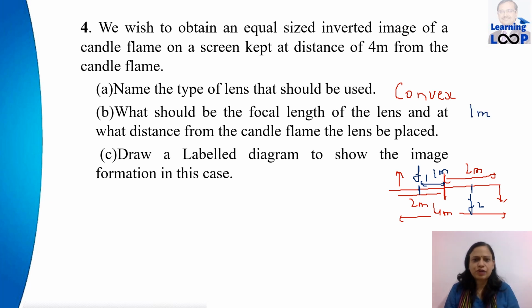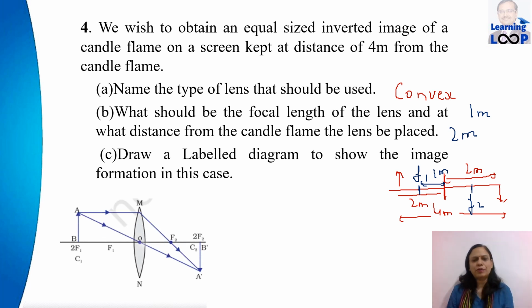At what distance from the candle flame should the lens be placed? It should be 2 meters. Draw a labeled diagram to show the image formation in this case. So this is the diagram that you'll be drawing for this one. Clear? If it's not clear, you can watch this solution once again.